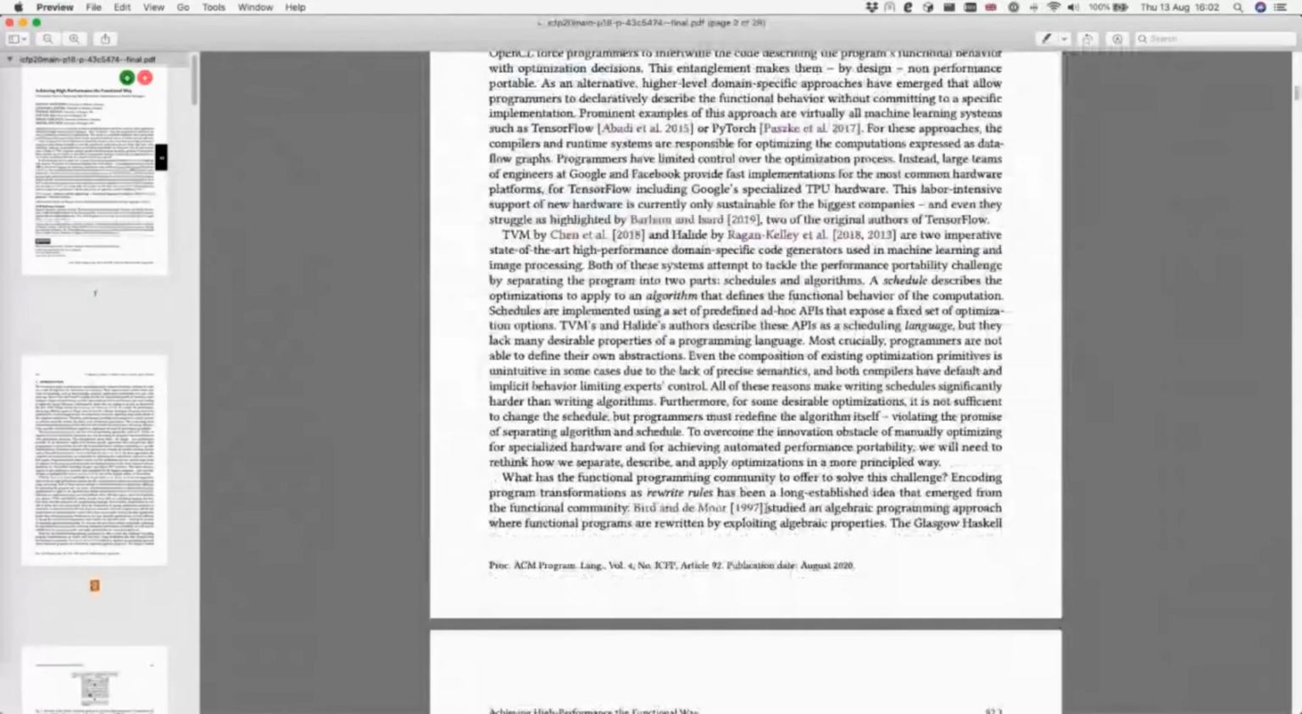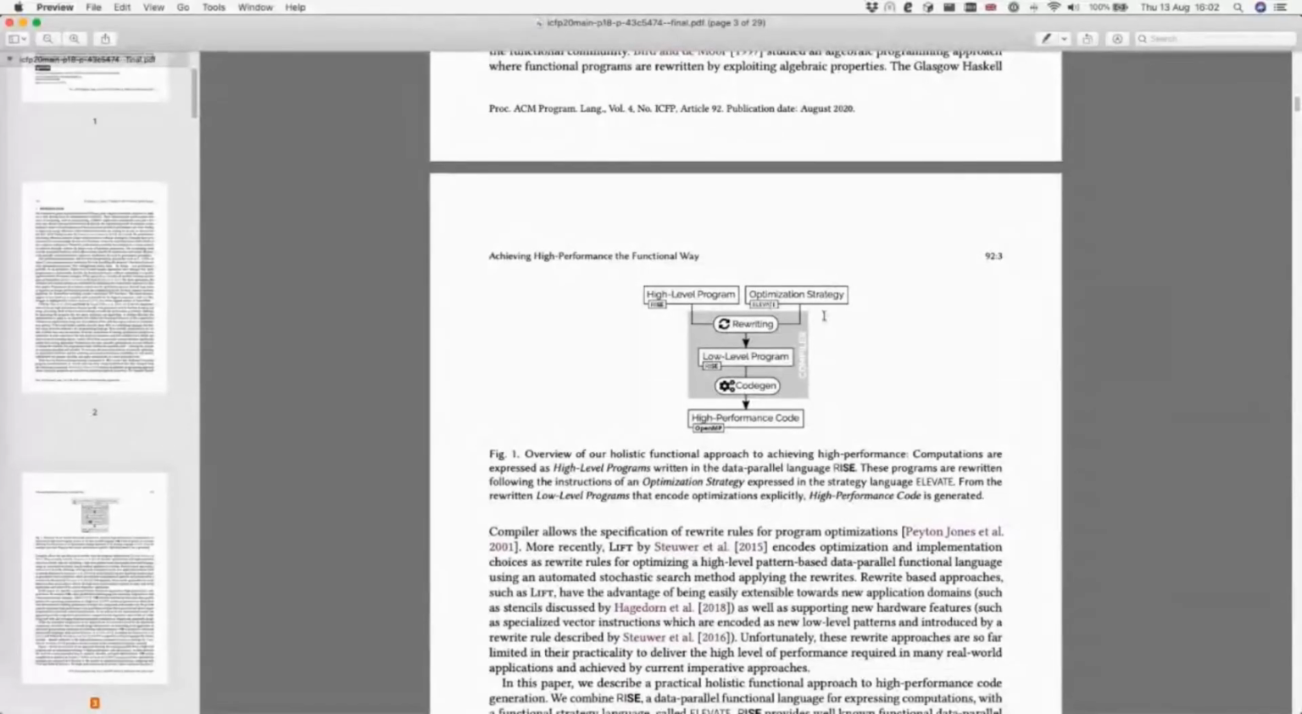And here, what we do is we introduce another language where you can precisely describe how you would like to turn this high-level program, which doesn't have the decisions you were asking for made, into a low-level program where we have made a precise choice about what we would like to put in memory, what we would like to parallelize, and what we would like to vectorize, for example. Okay.